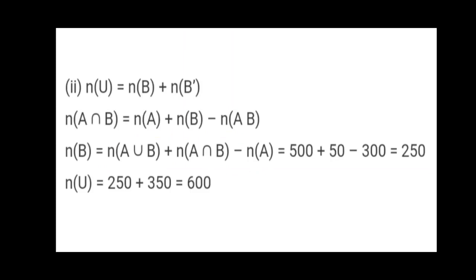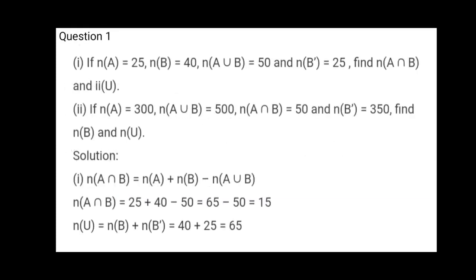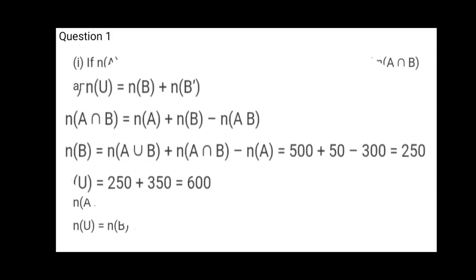So the n(B) value is 250, and then n(U) equal to n(B) plus n(B'). The n(B') value is given. What is the n(B) value? 350. So we can use n(B) plus n(B') equal to n(U), so 600.